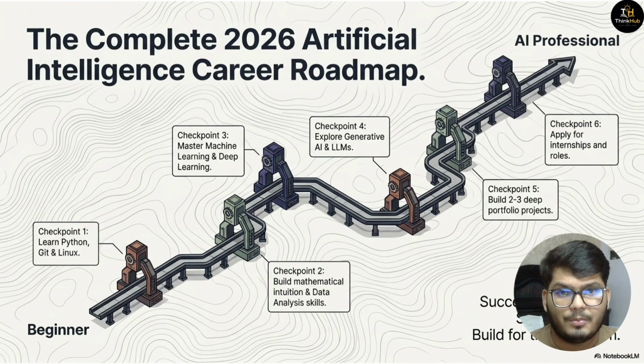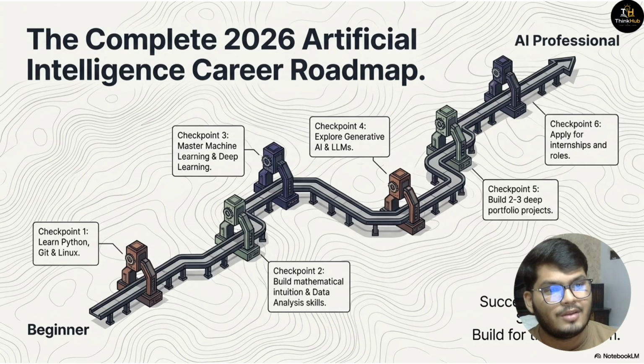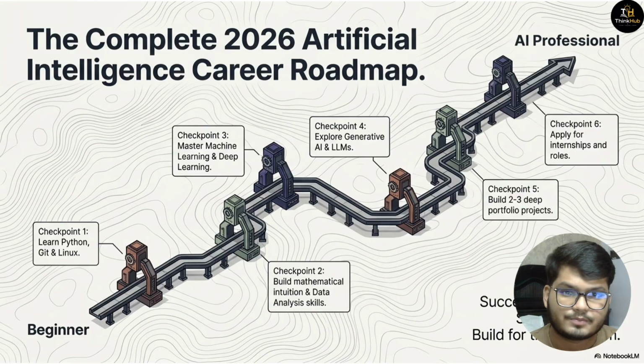And the complete 2026 artificial intelligence career roadmap I have told you. These are some 6 checkpoints. You can tick a checkpoint, and then move forward towards the next checkpoint, and you can read it.